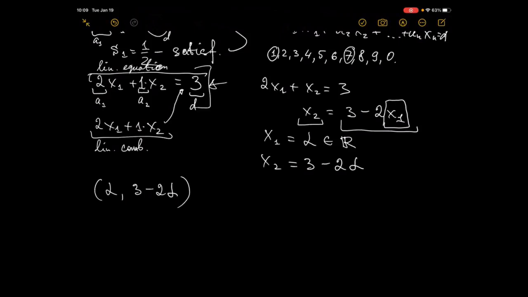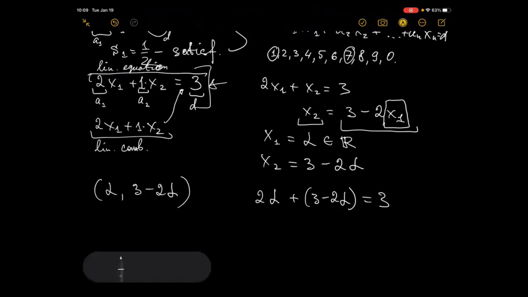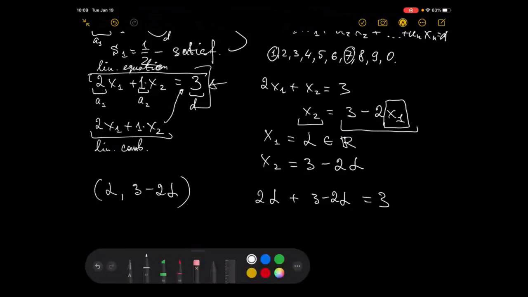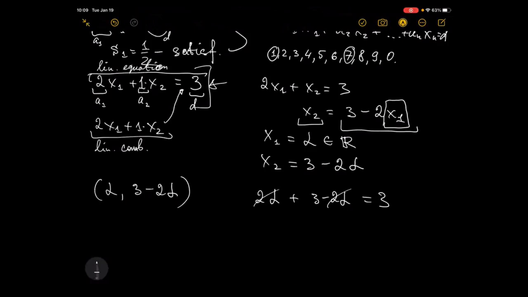So if you like, we can just substitute it. 2 times alpha, plus 3 minus 2 alpha equals 3, right? If you open the brackets, cancel this and that, we are getting equality always, for any value of alpha. Is it clear or not? It's clear. Yeah, thank you.